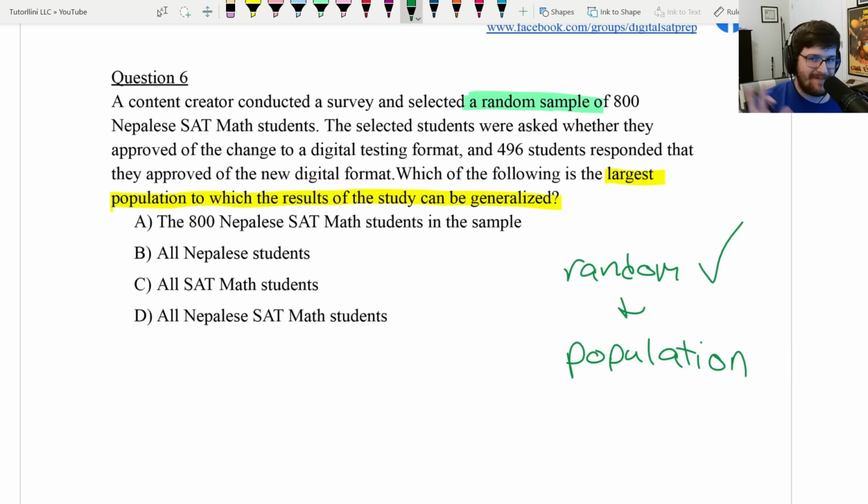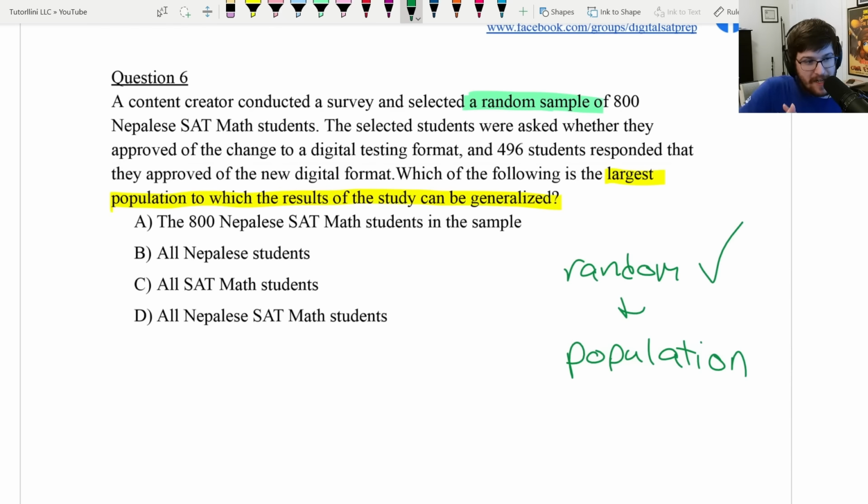So that's the first part, not that important. The second part, which is way more important, which confuses people way more, is what is the population? Well, the population is the group that you drew the sample from. I drew the sample of 800 Nepalese SAT math students.